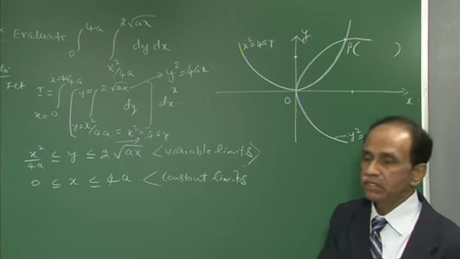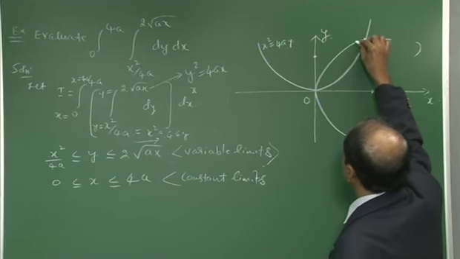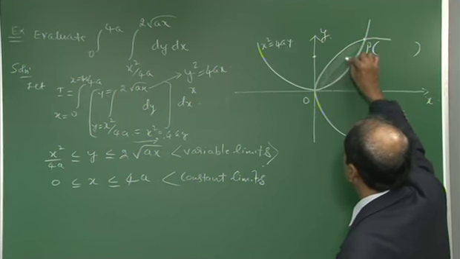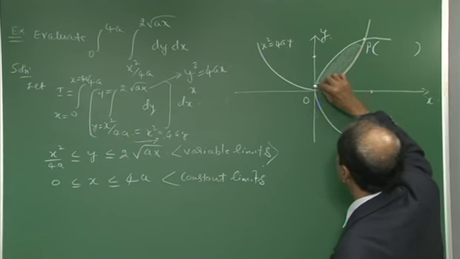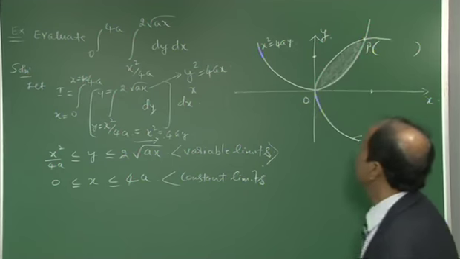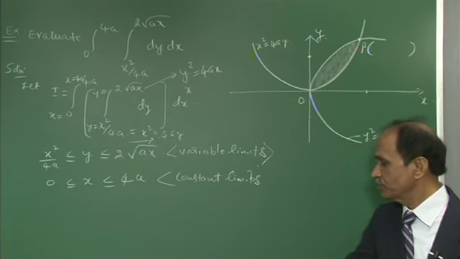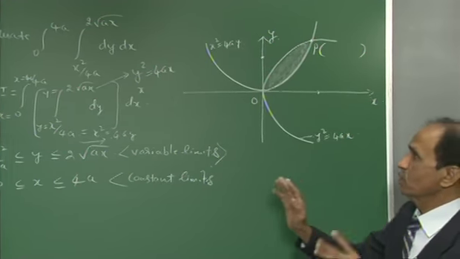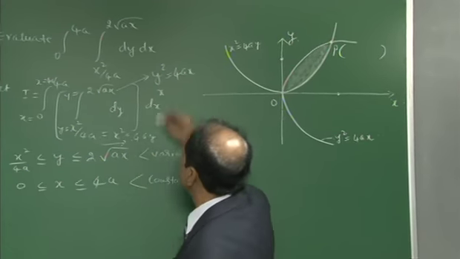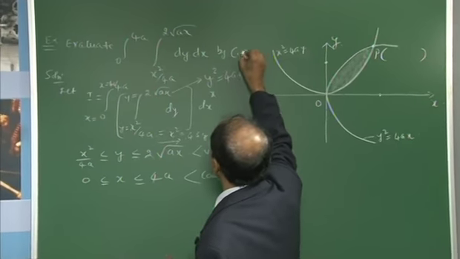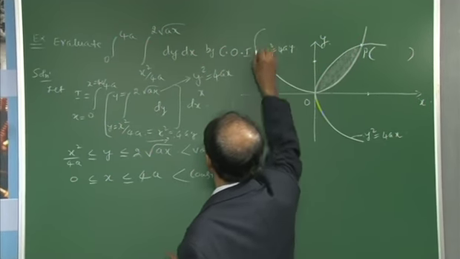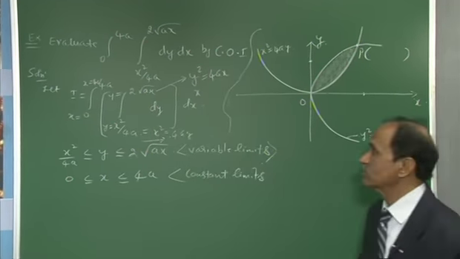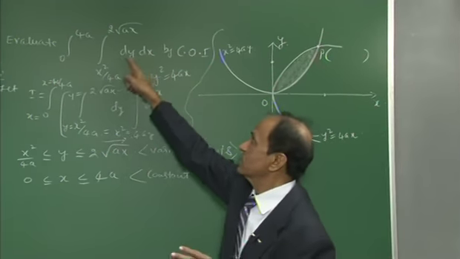But here we learn how to calculate the area which lies between the intersection of these two curves. This is the area which is to be indicated by means of double integration. Now, what we are going to do here is change the order of integration; this order you have to change.